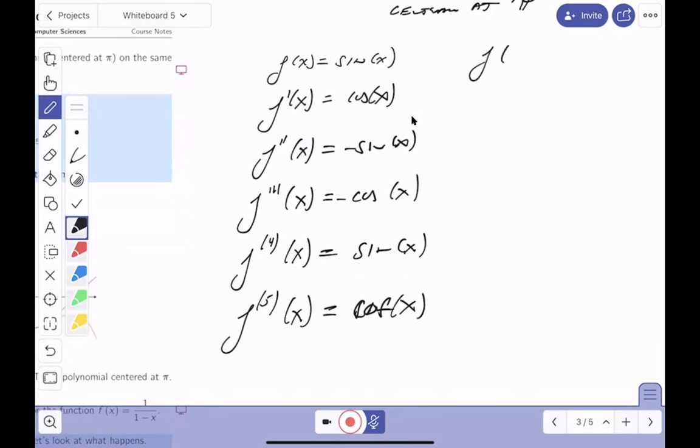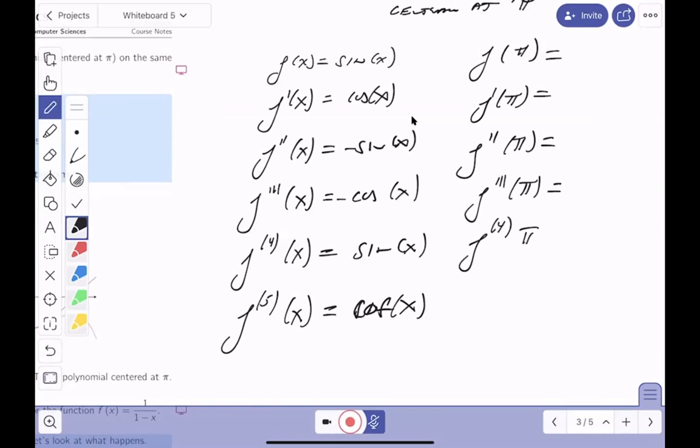All right, let's write this down. I'll do that in a second. I'm just writing the things down. Centered at pi, well, sine of pi is going to be 0. This will be -1. This will be 0. This will be 1. This will be 0. And that'll be -1. Well, isn't that convenient?